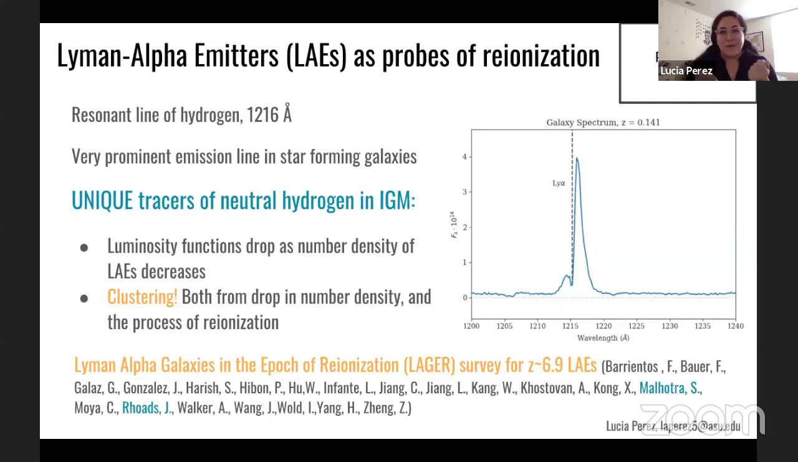A lot of the great work we're doing to specifically tie down reionization and ionization fractions is using luminosity functions. As the emission from these galaxies is attenuated by the neutral hydrogen, the luminosity function drops and changes shape, and that's a really strong signal. I want to show you that using clustering, you can measure that signal too in a different way, using different model assumptions, and also get a unique signal that comes specifically from the process of reionization itself.